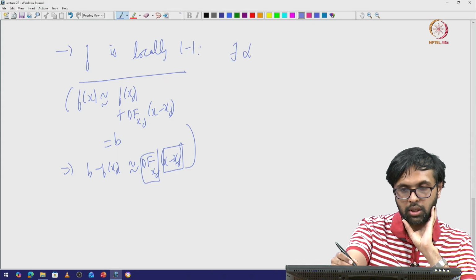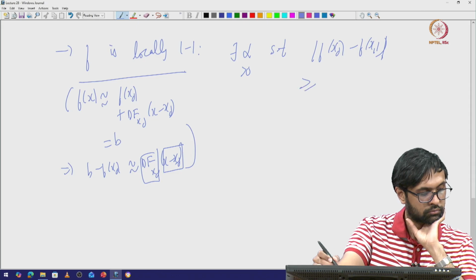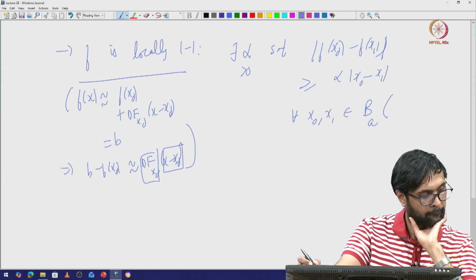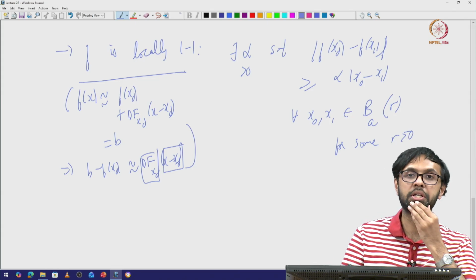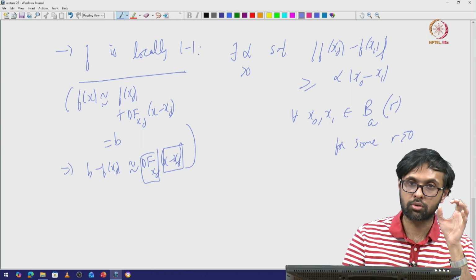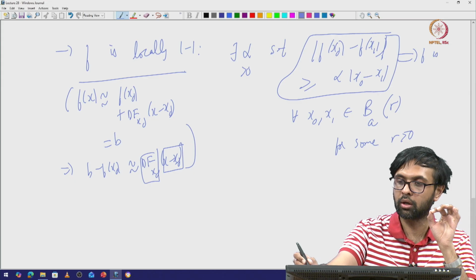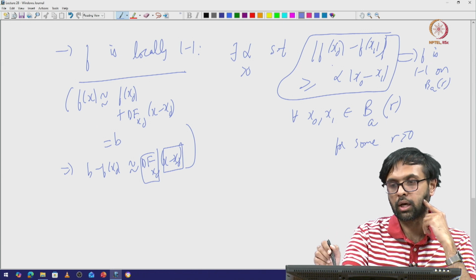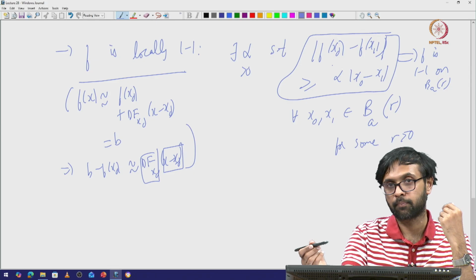There exists an alpha positive such that f of x naught minus f of x1 is at least alpha times the norm of x naught minus x1, for some radius r. So as long as you are sufficiently close to a, not only is f 1 to 1, as long as you restrict your attention to a small ball around a, but also you can say something stronger. Why is this stronger? This implies f is 1 to 1 on this ball. Why? Because if f of x naught equals f of x1, then 0 is larger than alpha times the norm of x naught minus x1, which means x naught equals x1, which means f is 1 to 1. We are saying something stronger than that. Okay.